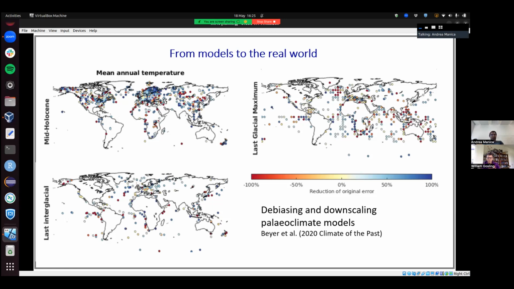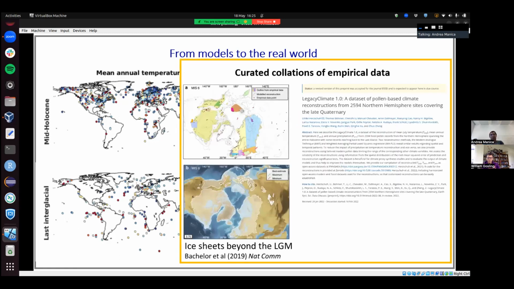Now, I think the world is changing there, because over the last few years there have definitely been a couple of more curated collections of empirical data that are very interesting. We contributed one a few years ago with a large consortium of glaciologists, trying to build curated maps of ice sheets through time, bringing in all the evidence that was available and characterizing it also in terms of how reliable it was.